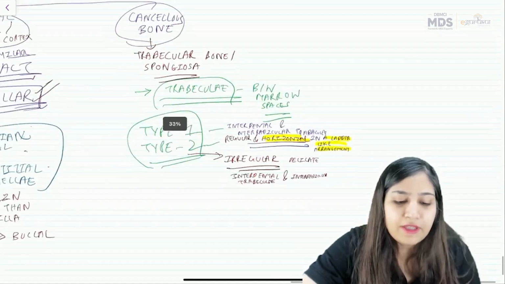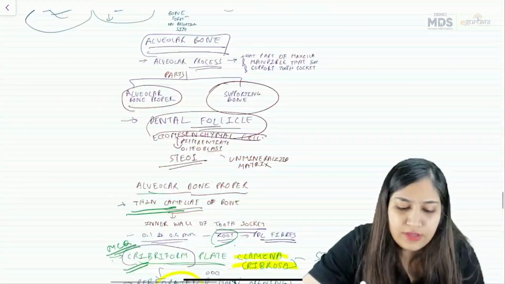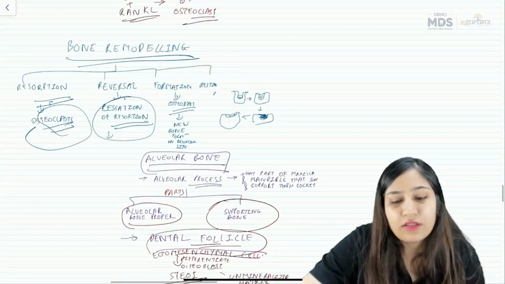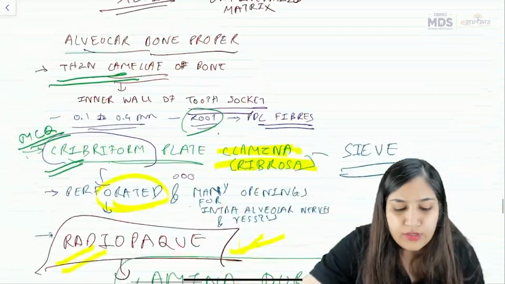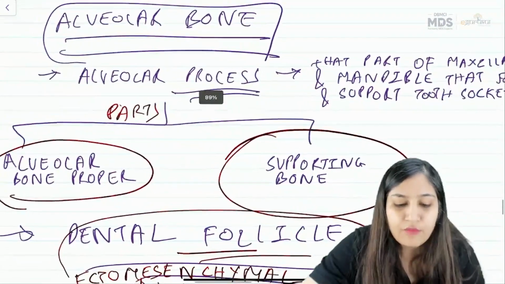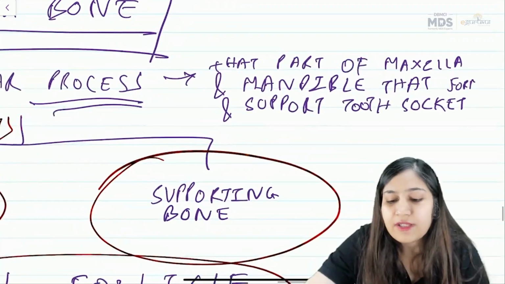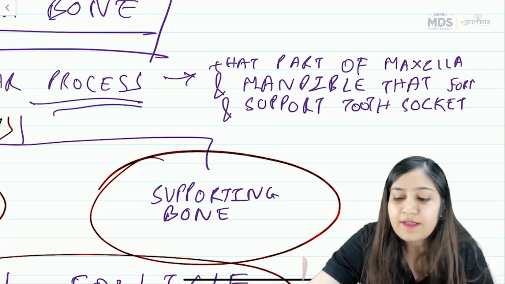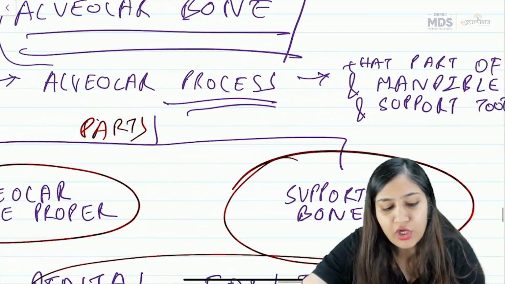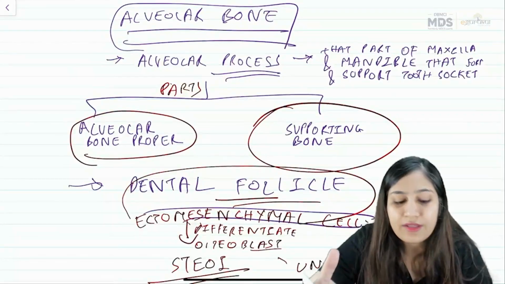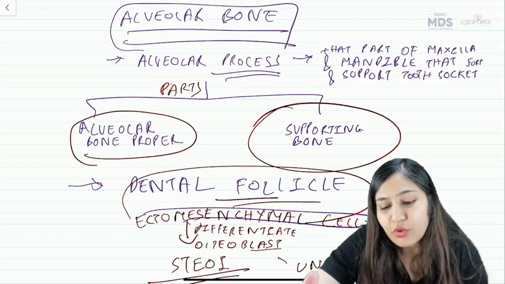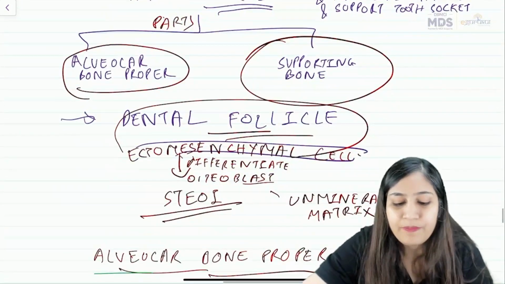So we completed with the alveolar bone. If alveolar bone is asked, then you should be thorough with this mainly. Its parts: what is alveolar bone? It is also known as alveolar process. Definition: that part of maxilla and mandible that form and support the tooth socket. It has two parts. We should describe both parts: alveolar bone proper and supporting alveolar bone.